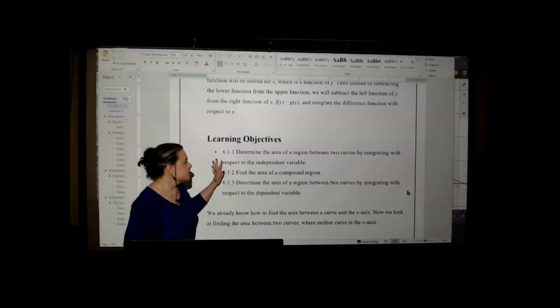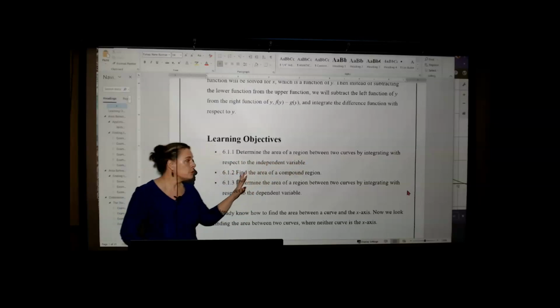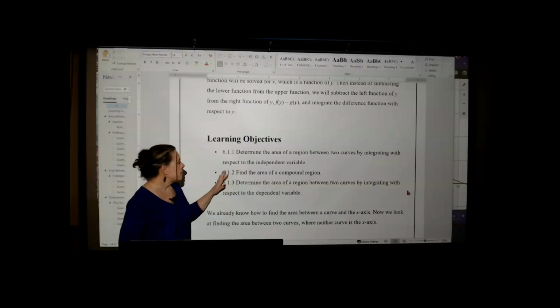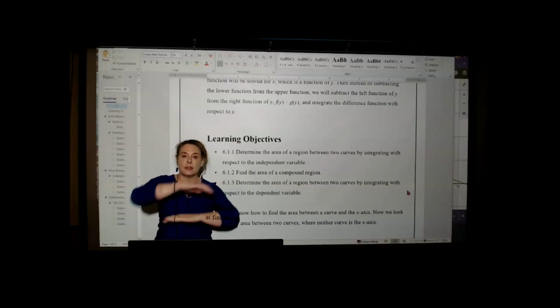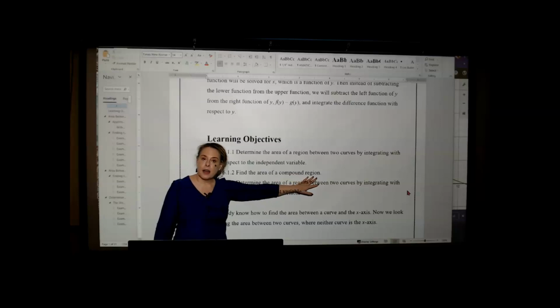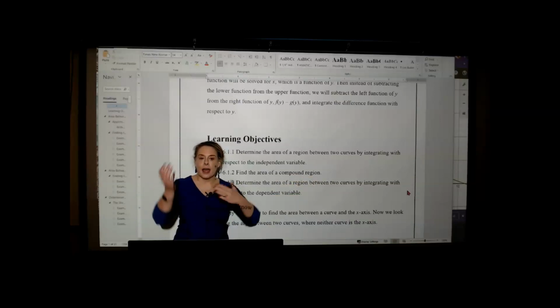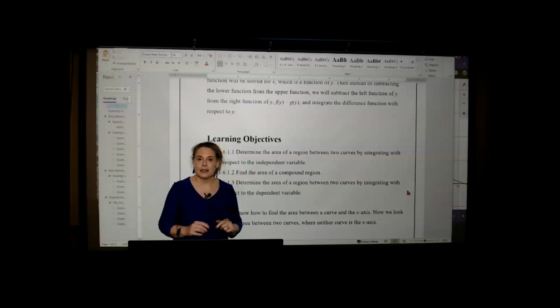The learning objectives are pretty straightforward. We're going to find the area of a region between two curves, whether it's above and below or left and right, by integrating with respect to the independent variable. That would be the above-below. We'll find the area of a compound region. By compound region, we mean that perhaps what's above and what's below switches at some point, so we'll have to find the area between in both situations and combine them together.